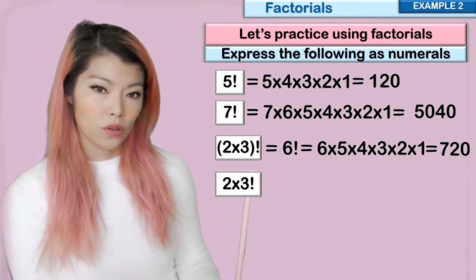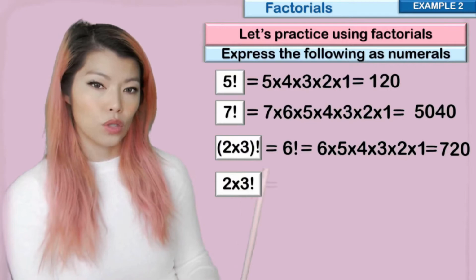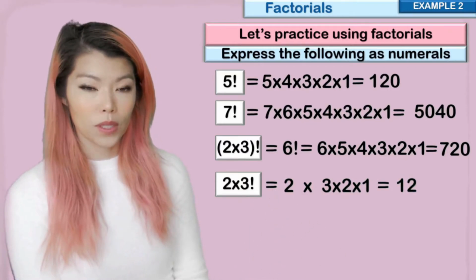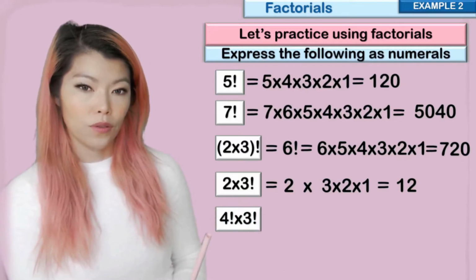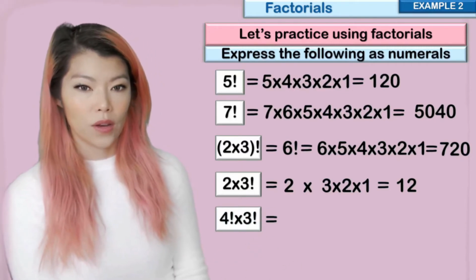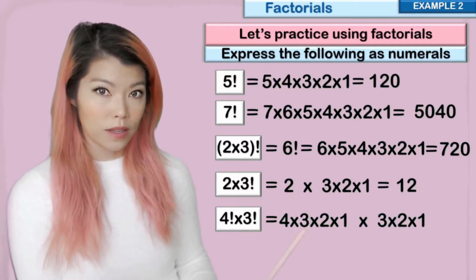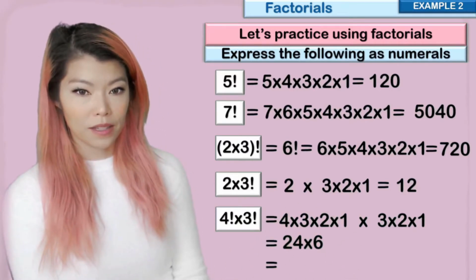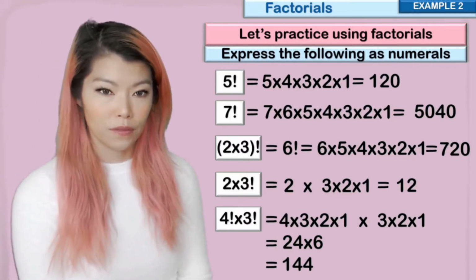What about 2 times 3 factorial looking like that? So the factorial is just with the 3. So it's 2 times 3 times 2 times 1. That gives me 12. What if I have 4 factorial times 3 factorial? That would be 4 times 3 times 2 times 1 times 3 times 2 times 1. And that is a big number on the calculator, and it's 144.